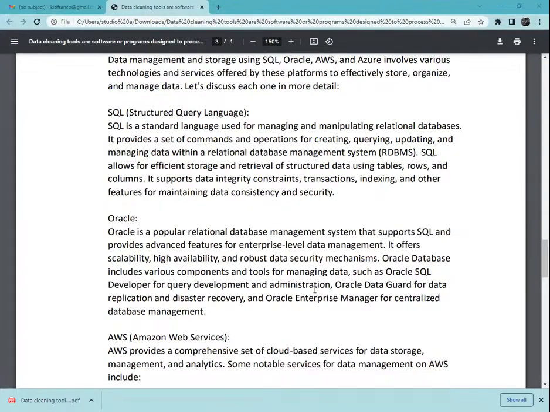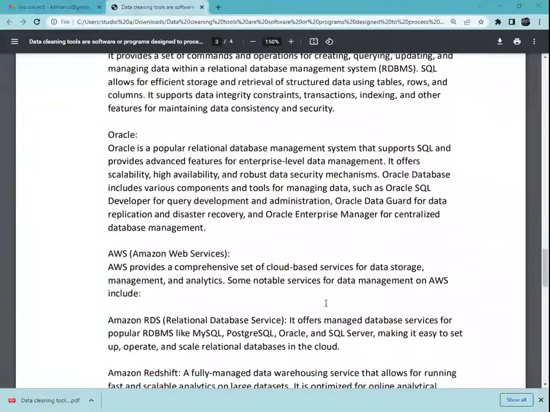Even if you become a multinational, now you have got, in this case here, branches outside the country, then Oracle is so nice because it has got the Forex tool, the tool to handle foreign exchange, and robust data security mechanisms. Oracle database includes various components and tools for managing data, such as Oracle SQL Developer for query development and administration, Oracle Data Guard for data replication and disaster recovery, the Oracle Enterprise Manager for centralized database management.